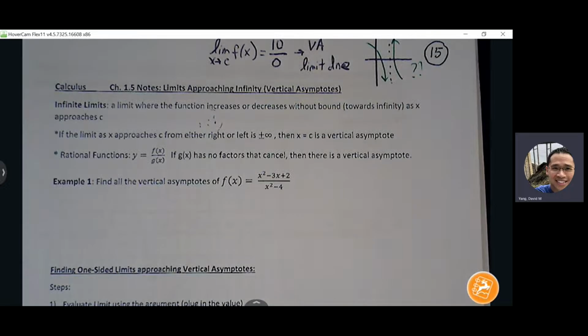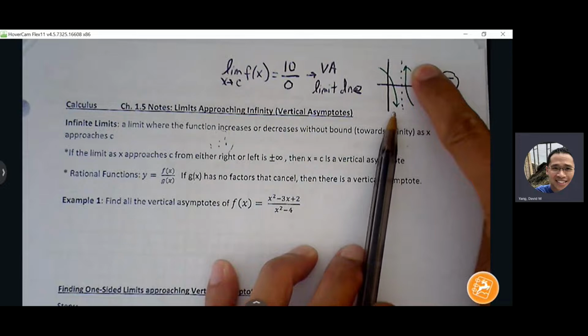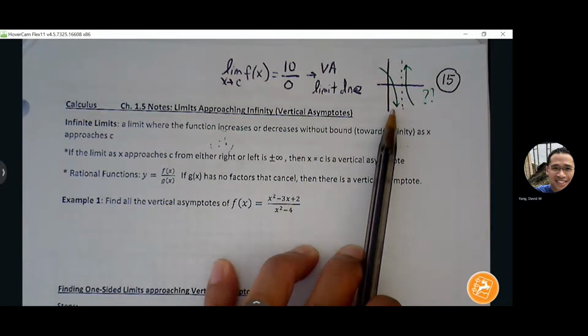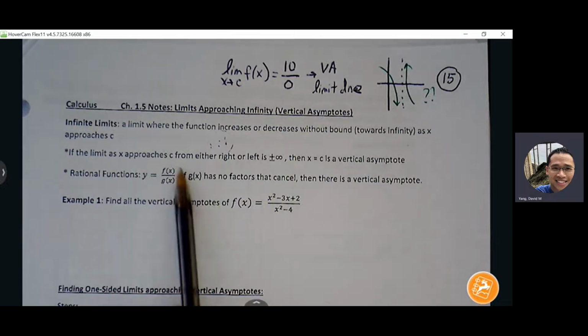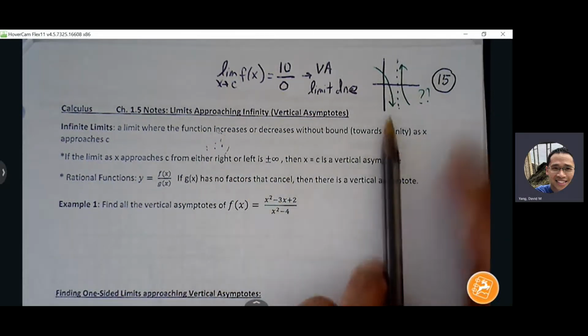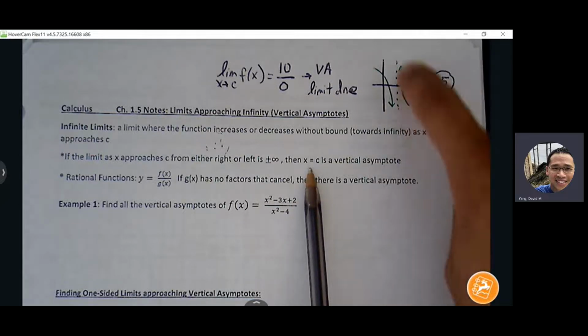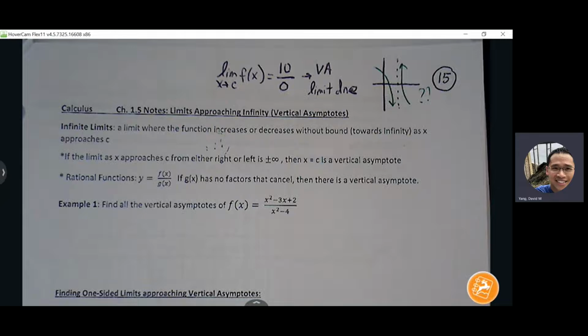Infinite limits. This is a limit where the function increases or decreases without bounds. The arrows are either going up to positive or negative infinity. If the limit approaches from either the right or the left and it approaches positive or negative infinity, then we know that there must be a vertical asymptote, because anytime that it hits a wall, we know what's happening, that there must be an asymptote.